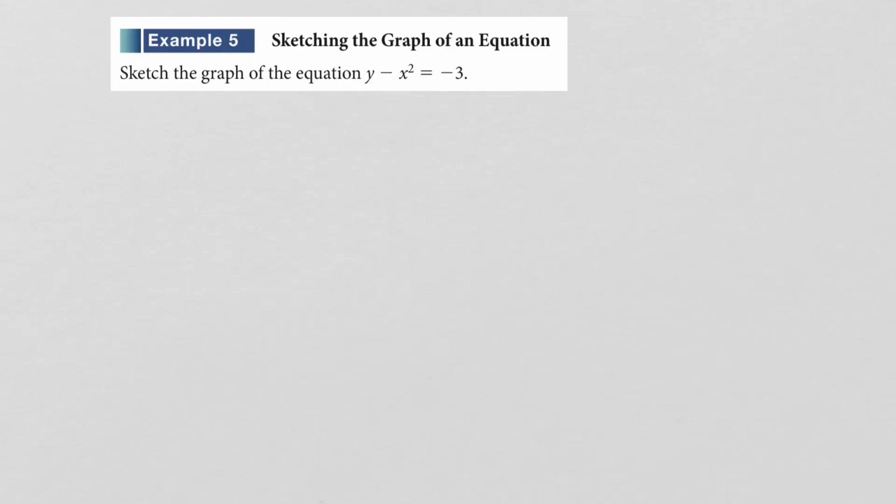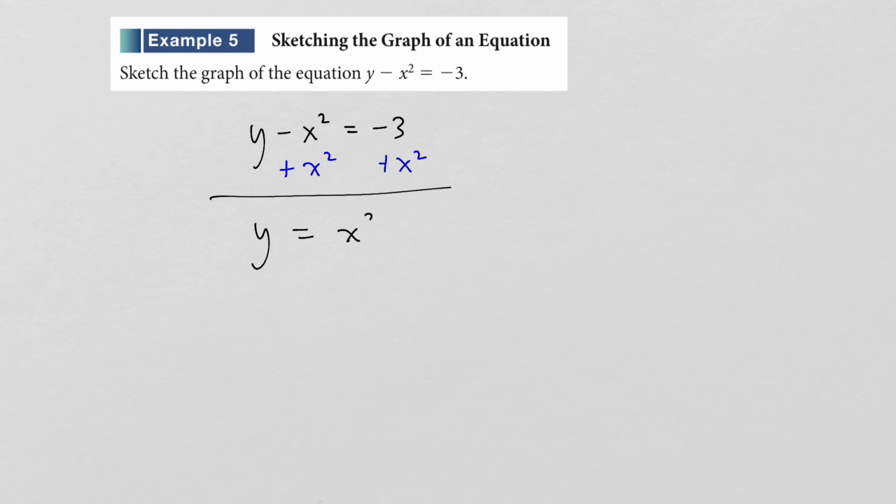Now the last couple of examples are going to be examples of sketching the graph of various equations. So what happens when you get an equation and you're asked to sketch its graph and you don't recognize the equation? Well, one thing you can do, if possible, is solve the equation for y. In this case, I can add x squared to both sides. And if I do that, I get y is equal to x squared minus 3.